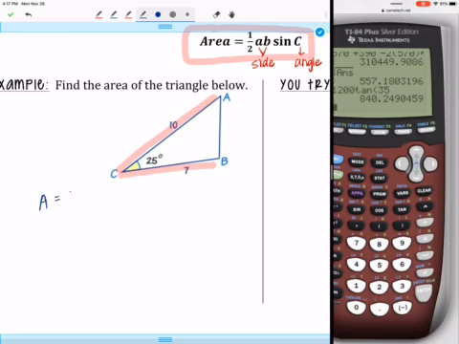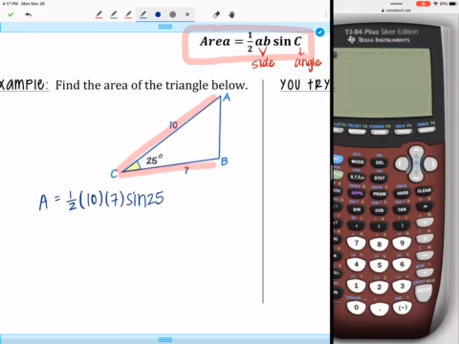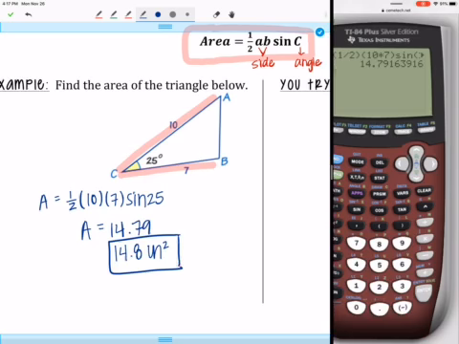So we would say 1/2, the two sides you're given are 10 and 7, and then we take the sine of the angle we're given, which is 25. So 1/2 times 10 times 7 times the sine of 25, 14.79, or we could round that up to 14.8. Again, since it's area, we need to have units squared, even if units aren't shown.